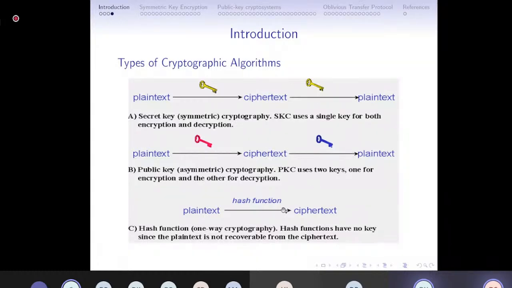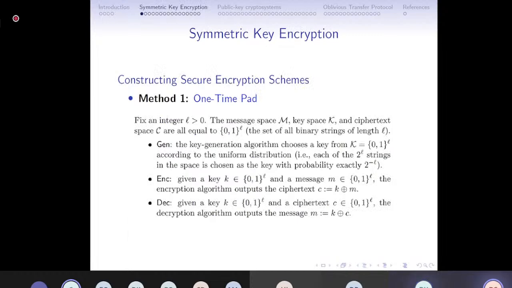Another encryption scheme is also called a hash function or one-way function. We simply convert the plain text into ciphertext, but by using this ciphertext, we cannot find out the actual plain text. So this is the one-way function based encryption scheme. So now the question is, how do we construct a secure symmetric key encryption scheme? There are several methods for constructing a symmetric key encryption scheme. We will see all of them one by one.